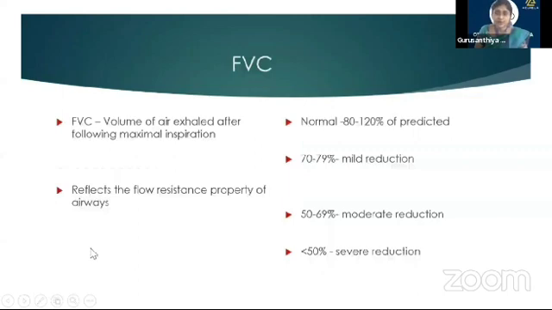So what is forced vital capacity? It is the volume of air that is exhaled after a maximal inspiration. It actually reflects the flow resistive properties of the airways. The normal is somewhere close to 80 to 120% of predicted. All the spirometric values are predicted ones based on height, weight, ethnicity, and race. They are usually expressed in percentages like 80 to 120% predicted. So 80 to 120% predicted is normal, 70 to 79% is mild reduction, 50 to 69% is moderate reduction, and less than 50% is severe reduction.